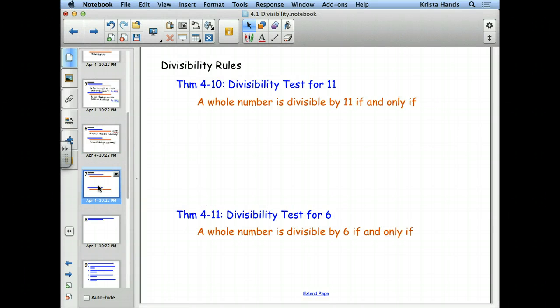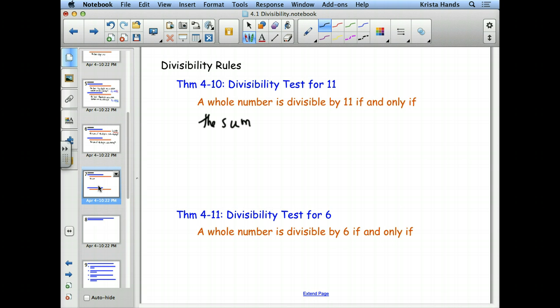All right. The divisibility test for 11 is really weird looking. It's actually really easy to do, but it's very difficult to write down how to do it. So bear with me while I write down how to do it, and then I promise to show you an example of how to actually process it, okay? You guys do not look interested in me today.